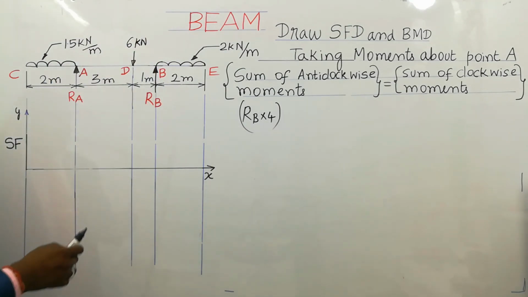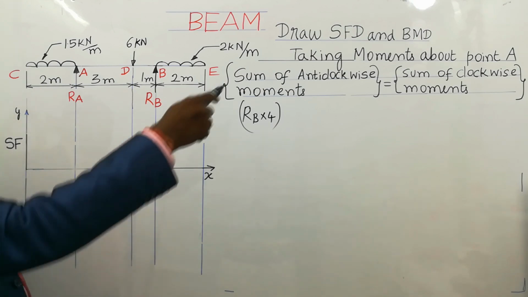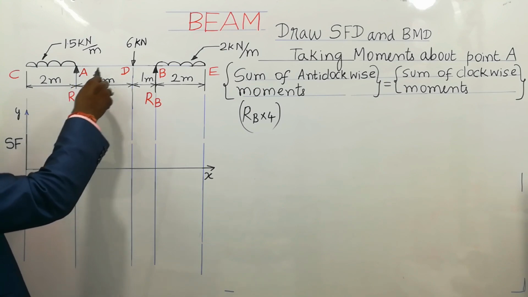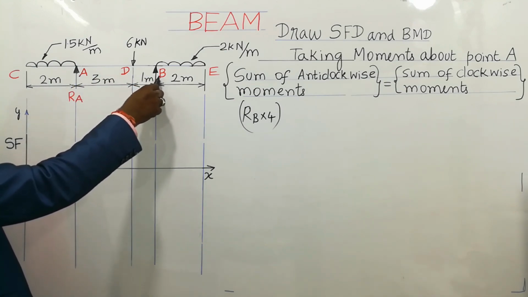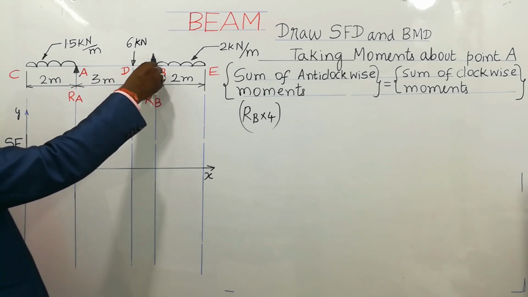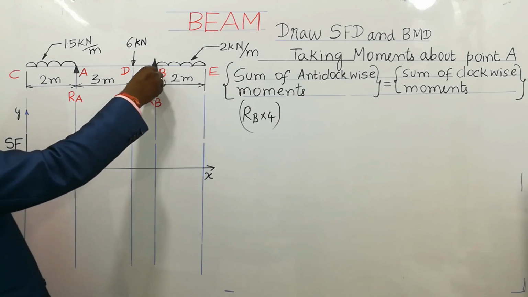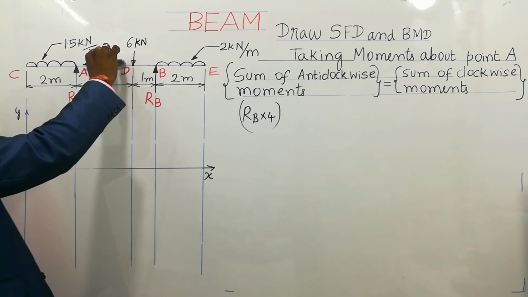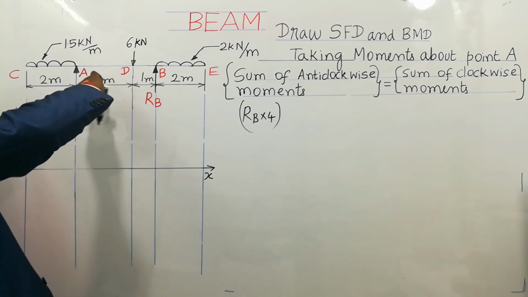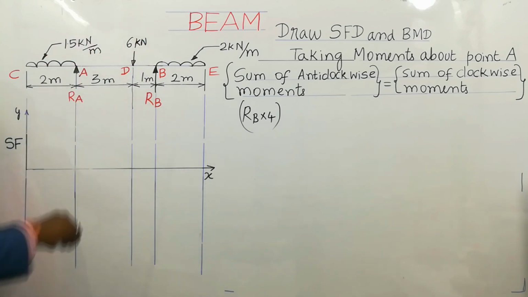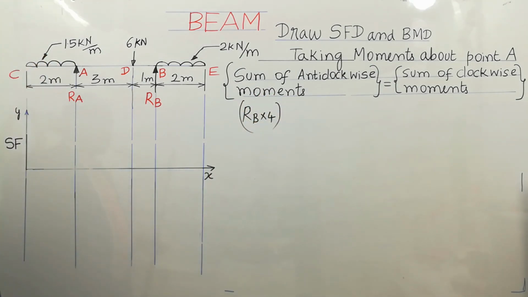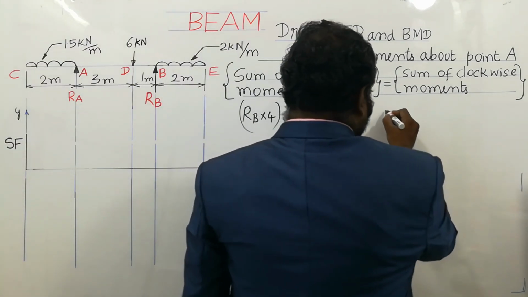Okay, again I'll repeat. Taking moments about point A, the opposite support is at point B. RB is an upward force, called the support. About A it forms a left turn, so it forms an anti-clockwise moment. So on that side, anti-clockwise moment is RB into 4. Next, this is equal to the sum of clockwise moments.